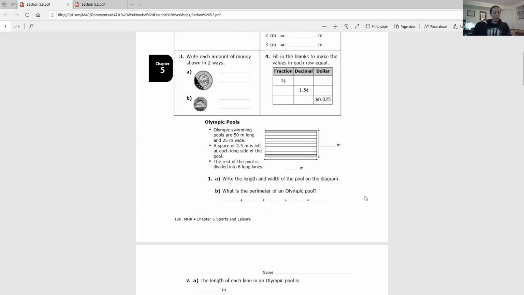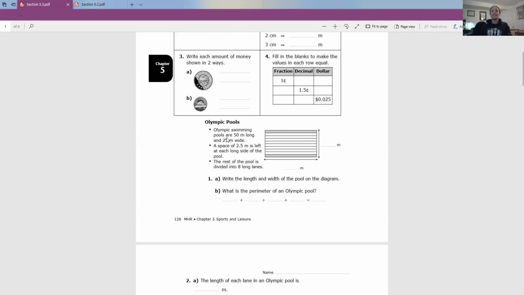So the first little bit, we are going to be looking at a diagram of an Olympic-sized pool. And they tell you that the swimming pools are 50 meters long and 25 meters wide, okay? A space of 2.5 meters is left on each side. So this is 2.5 and this is 2.5. And the rest of the pool is divided into 8 different lanes. Write the length and the width of the pool on the diagram.